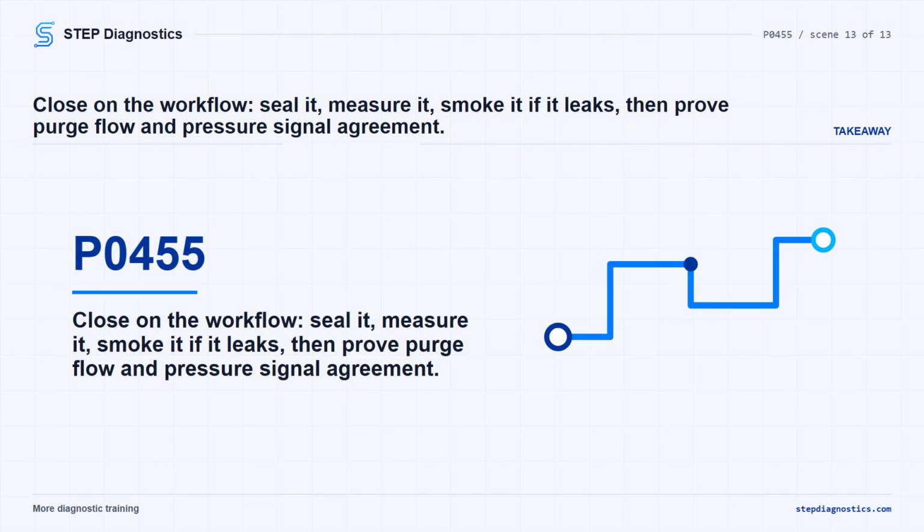The key on P0455 is not to jump straight to parts. Seal the EVAP system, measure for a large leak, smoke it if it leaks, and if it does not leak, prove whether the purge path and tank pressure signal agree under commanded vacuum.